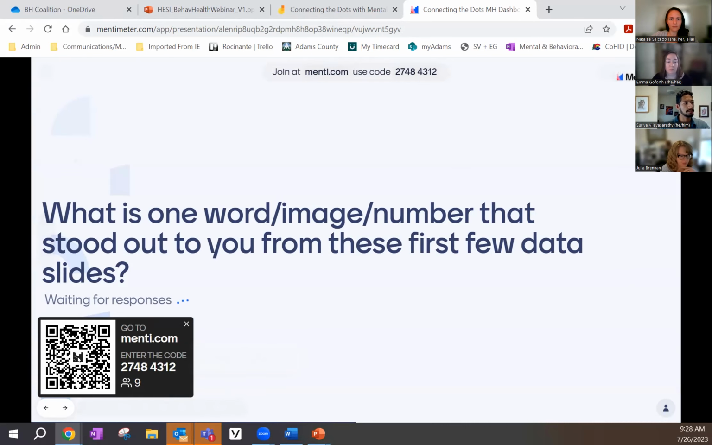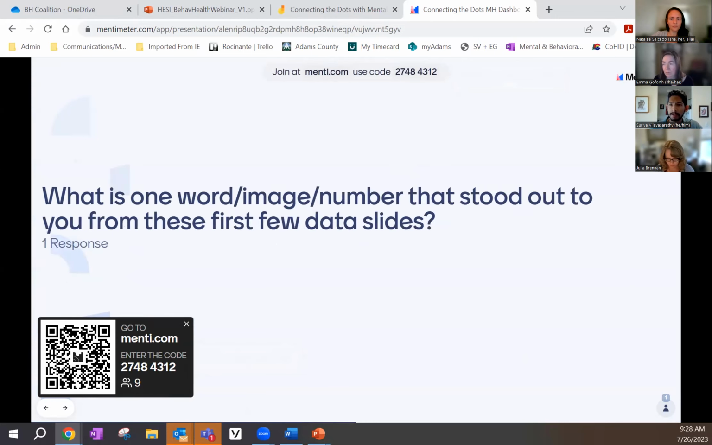Once you go to Mentimeter, I see that about 9 people have joined so far. Again, you can use this QR code over here to get right to it, or just go to menti.com, type in 2748-4312, that's the code to be able to get in there, and answer that one question. What is one word or image or number that stood out to you from these first few data slides?